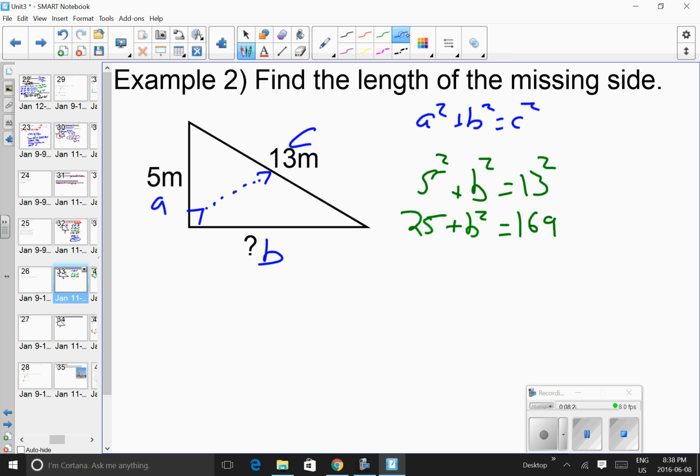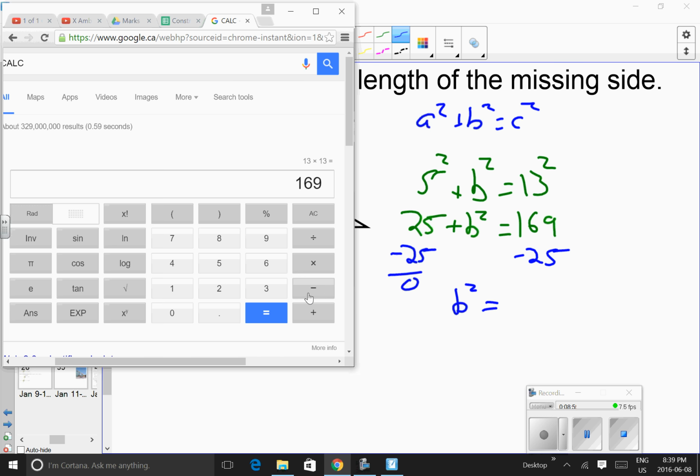So now we have this one new step. We're trying to work backwards into getting B by itself. So we need to undo this addition. The opposite of addition would be subtraction. So we're going to subtract the number that's in the way. So that's 25. Now whatever you do to one side, you do to the other. 25 minus 25 is 0. So we're just going to have B squared equals 169 minus 25. 169 minus 25 is 144.